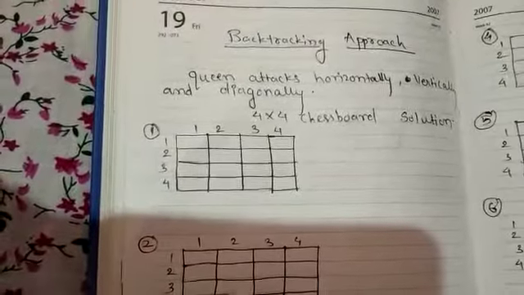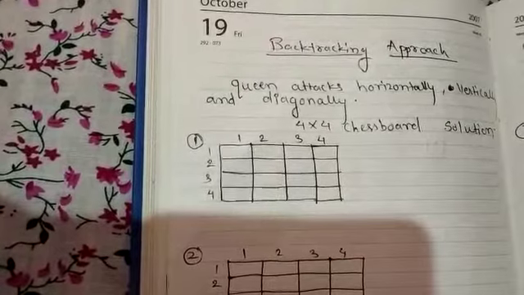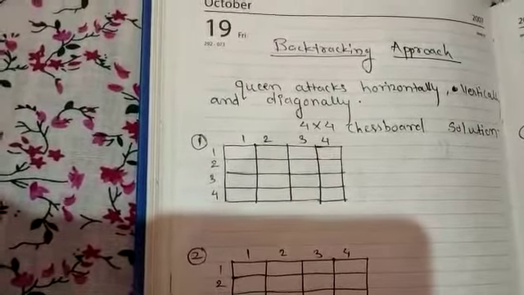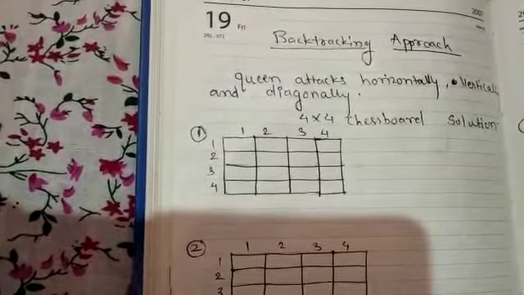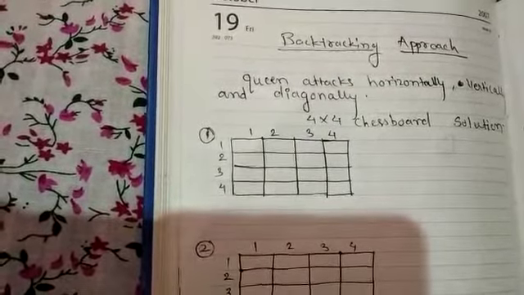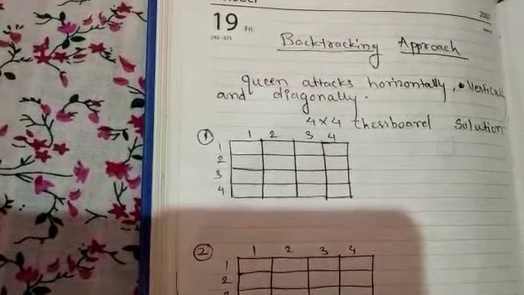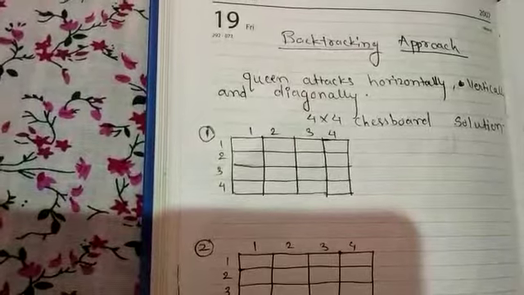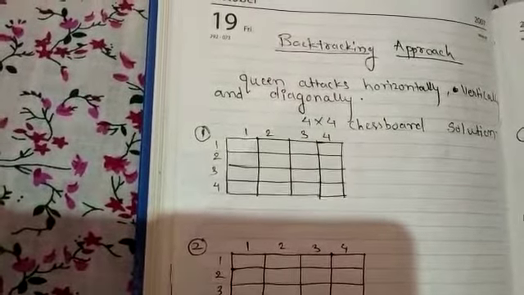Hello students, so now we are going to discuss the solution for the n-queens problem using the backtracking approach. In the previous video we have already discussed the problem statement, which says that we have to place n queens on an n cross n chessboard in such a way that no two queens are under attack. So for that we are going to find the solution.